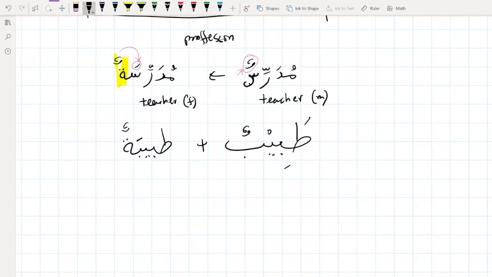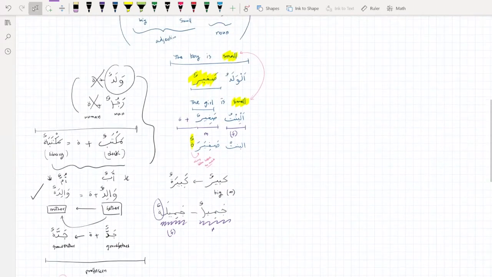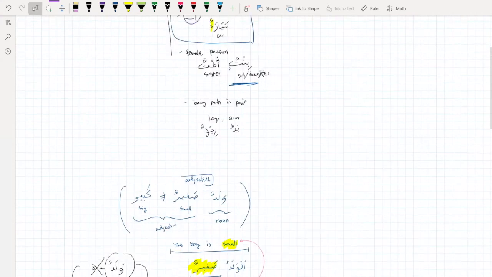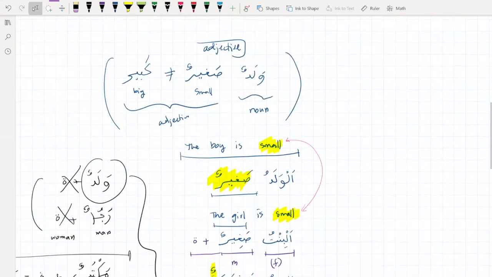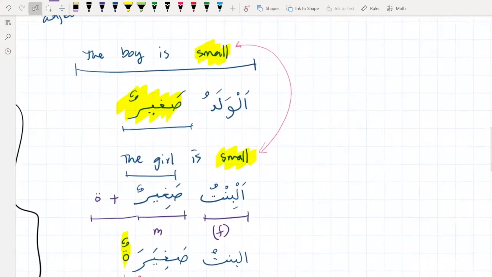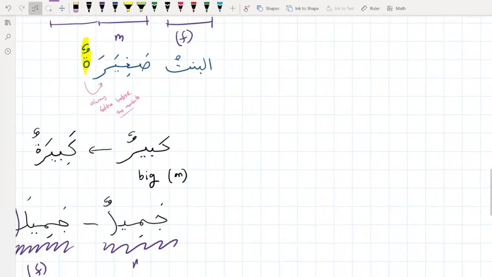You guys are getting it. So that's the whole story. That's all we need to know about this concept of gender for now. This tamar buta business is very important, and we just need to understand it, because in this book we're learning about the adjective sentence. In the adjective sentence, let me clarify this one a little bit.